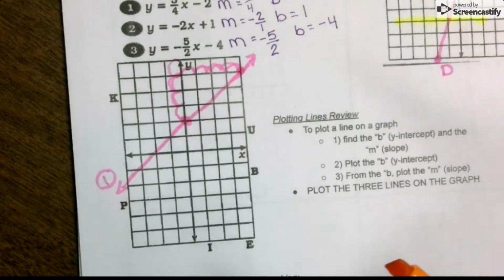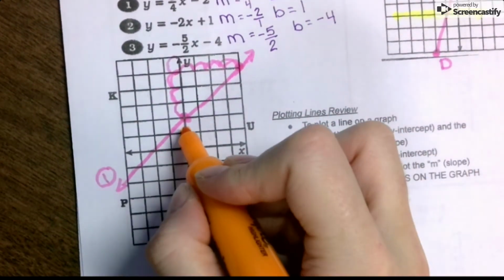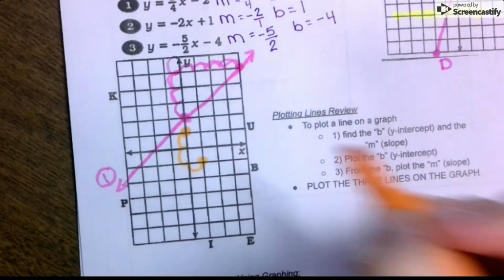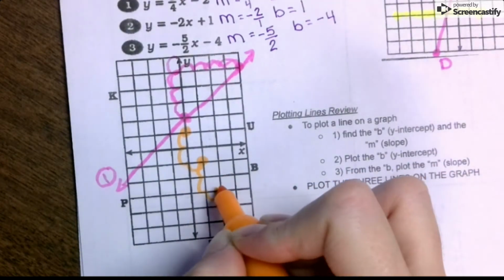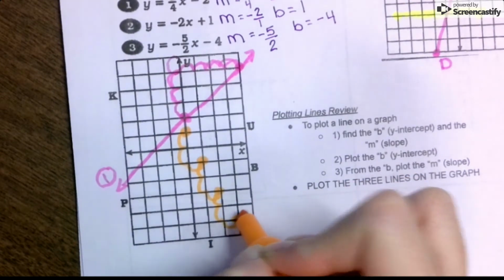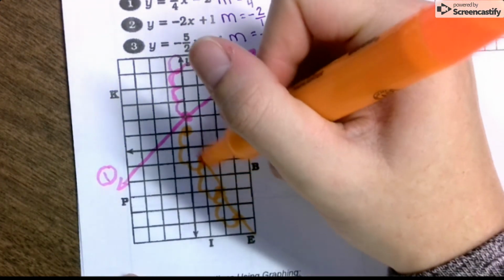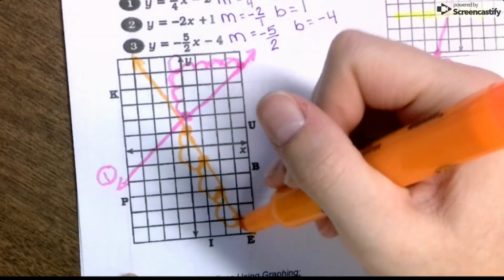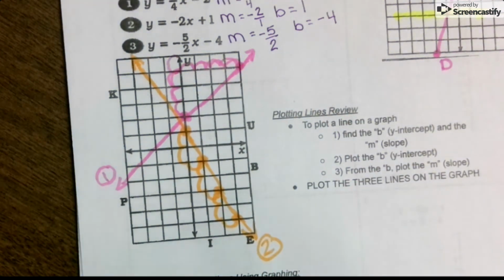We're going to plot positive 1 on the y-axis. And then because it's negative, we're going to go down 1, 2. And we always try to run right. 1, 2, and run right. Run 2, and run right. Okay? And again, it's not going to be perfect. I don't have a ruler, but I'll do the best I can. And I'm going to draw my line, and I'm going to label that line 2. Okay?